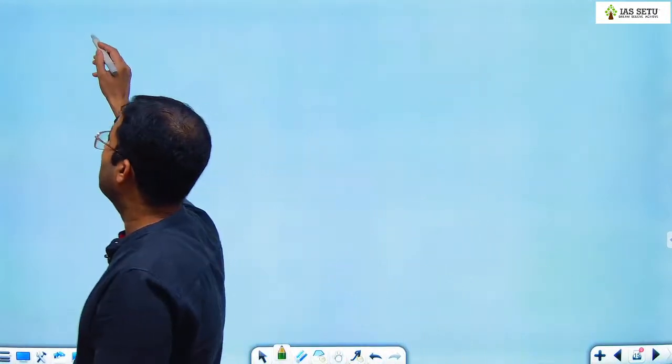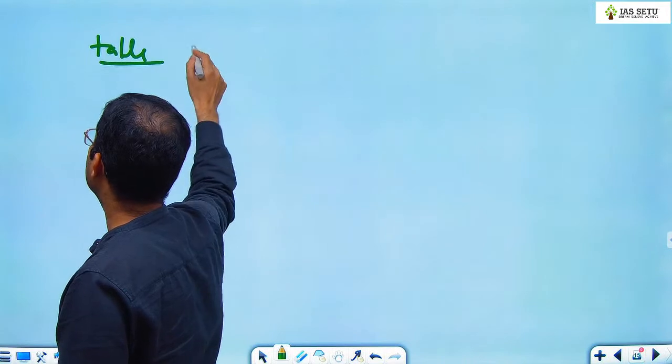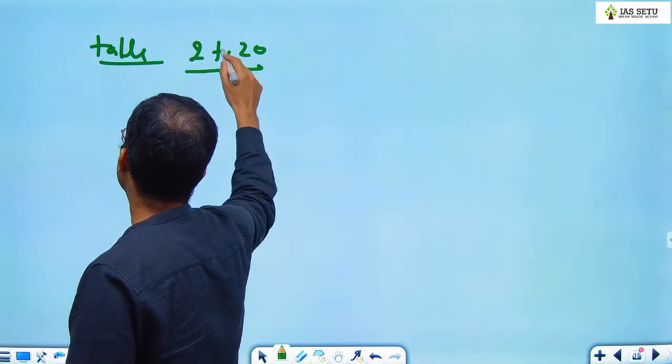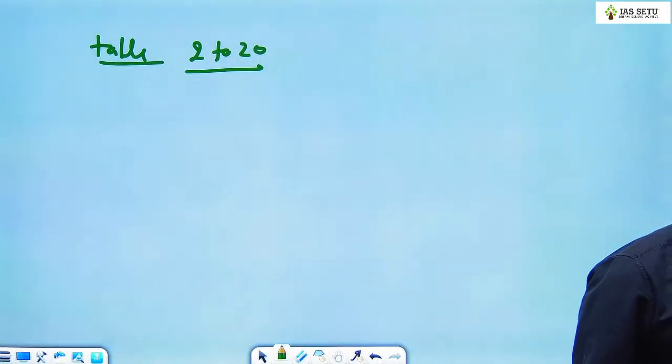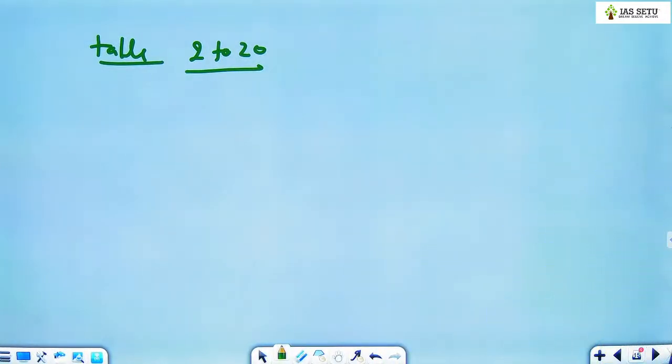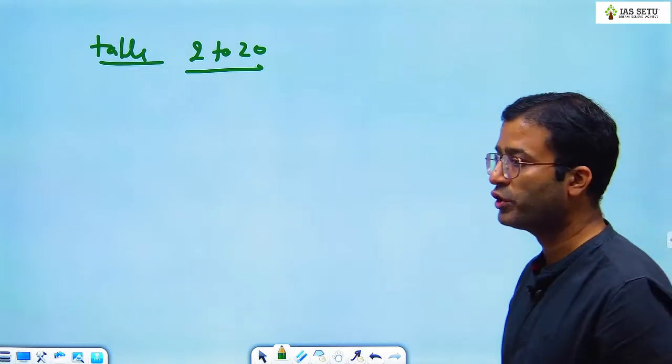Next is the table from 2 to 20. School level. I don't know what you are going to do this year, maybe CSAT became difficult, so you will. But earlier I have seen 90% of students don't memorize the tables even by exam day. This is a fact. And if you will not remember the table, you will be slow in calculation.